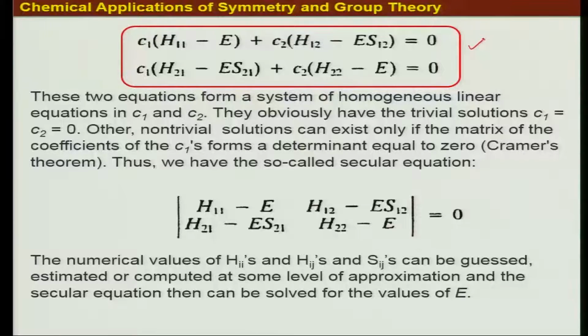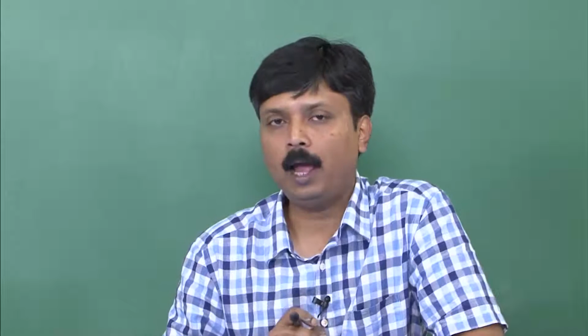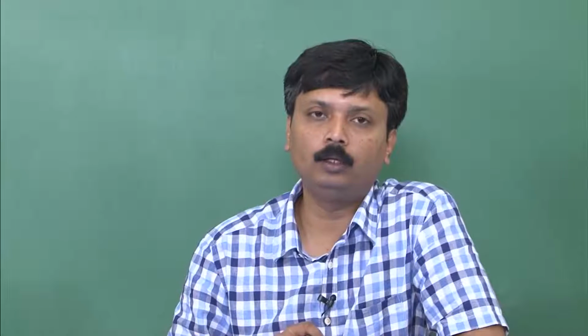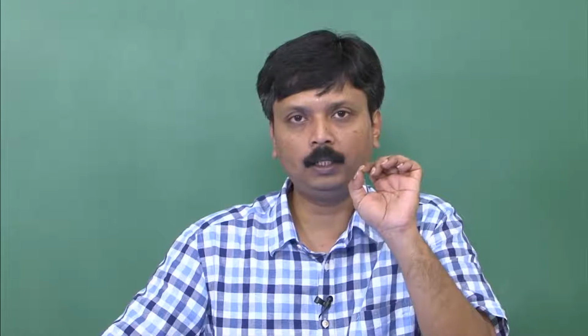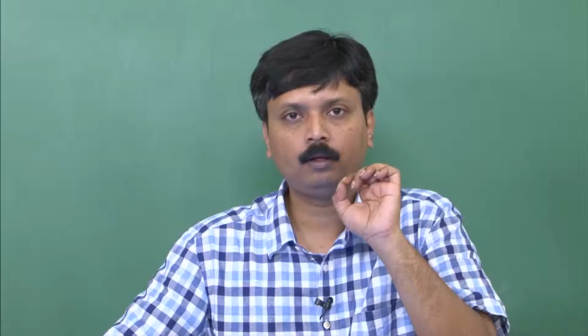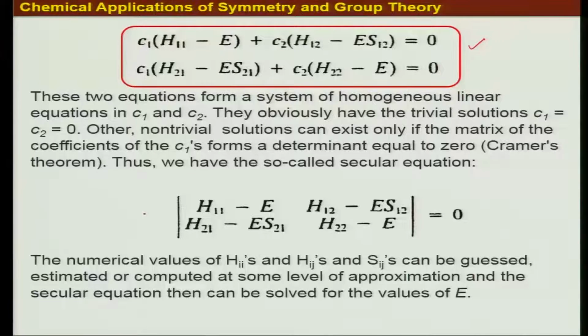For these homogeneous linear equations, you can always have the trivial solution where C1 and C2 are both 0. Now in order to get a non-trivial solution, by Cramer's rule, the determinant of the matrix formed by the coefficients of C1 and C2 should be equal to 0, right? Then only will I have a non-trivial solution, and here again we have the secular equation in the form of this determinant. So this is the secular determinant, written in terms of these integrals H11, H12, and a term S12.